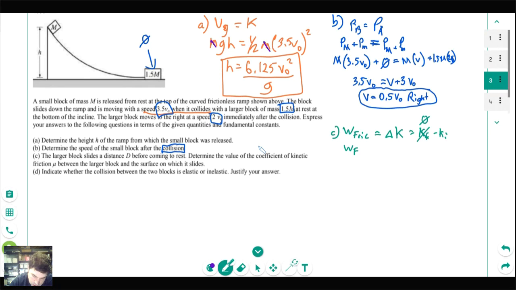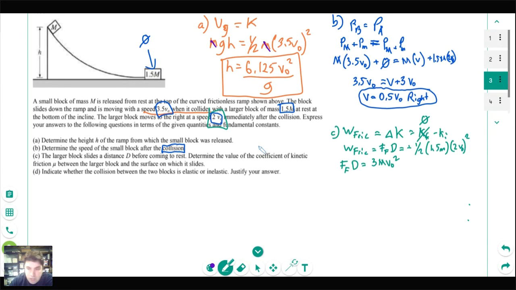So the work done by friction must be equal to a force of friction times a distance d, and that is equal to negative 1/2 times 1.5 m times 2 v naught squared. So plugging in all of our stuff we're given, 1.5 m for the mass, 2 v naught squared for the speed immediately after the collision. Again, we're using that speed right there. Now we just go through and solve this. So the force of friction times the distance: half of 4 is 2, 2 times 1.5 is 3, so this is 3 m v naught squared.